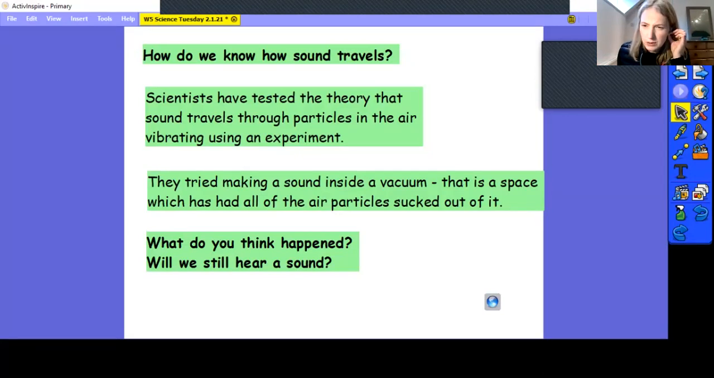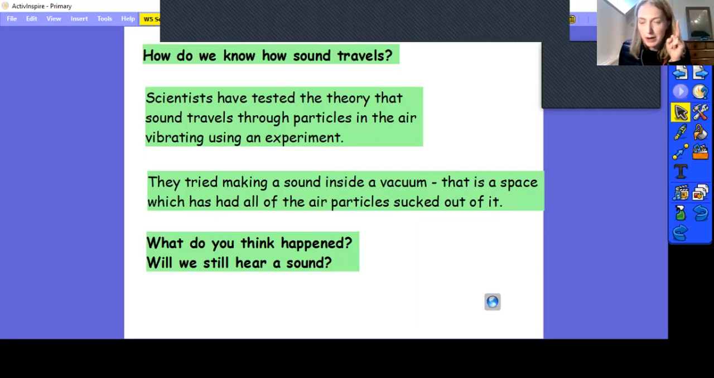So what do you think would happen if we tried making a sound inside a space with no air particles? Do you think we would still be able to hear that sound? We're going to watch the video. So pause the video now and see if you can think about what you think might happen. And then we're going to watch the video so you can see what happens.